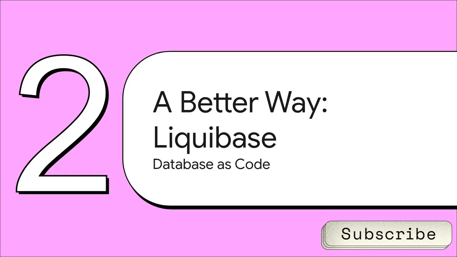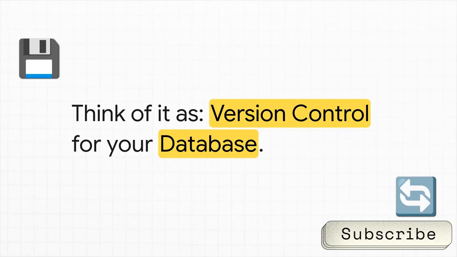Well, this is where a solution comes in that brings all that discipline we have for our application code over to our database. And that solution is Liquibase. Honestly, the simplest way to wrap your head around it is this. Liquibase is basically Git for your database. It's version control. It gives you a reliable, automated way to track, manage, and apply all your schema changes just like you already do with your code.